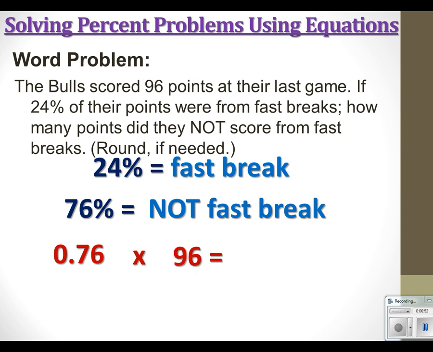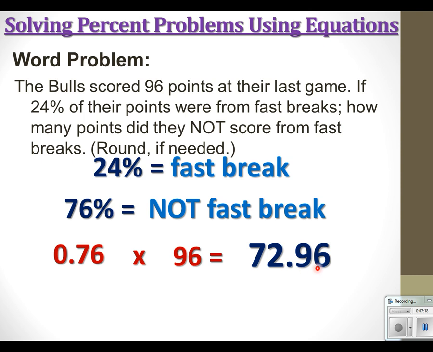96. Now when you do this on your calculator, you get 72.96. Okay, well, in basketball, you can't score 96/100ths of a point. So you're going to need to round. So what does that round to? Well, you're going to round to the nearest 1, the nearest whole number. So this 2 is next to a 9. So that 9 is 5 or more, so raise the score.